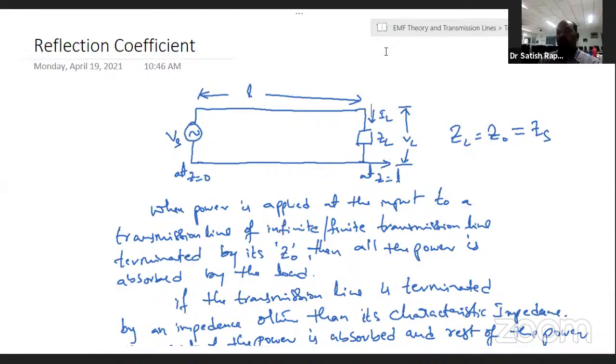In my last class, I discussed the reflection coefficient, how to calculate a reflection coefficient, and the derivation for the formula.